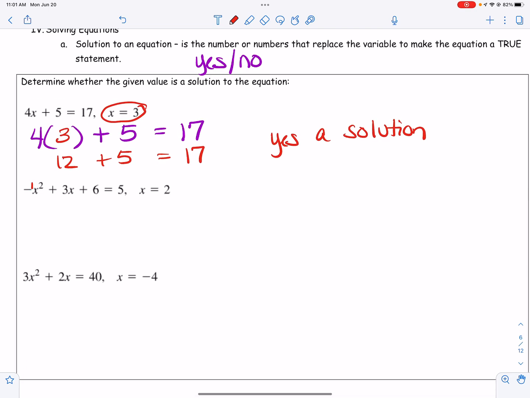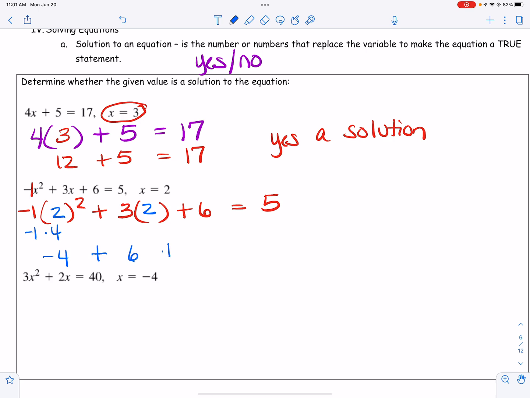Okay, again, I want you to get in the habit of writing that -1. -1 parentheses for x squared plus 3 parentheses for x plus 6. And I want to see, does that equal 5, when x is 2. So I replace the 2 inside the parentheses. 2 squared is 4, and 4 times -1 is -4. 3 times 2 is 6, and if I take -4 plus 6, that's 2, which does not equal 5. So we would say no, not a solution.